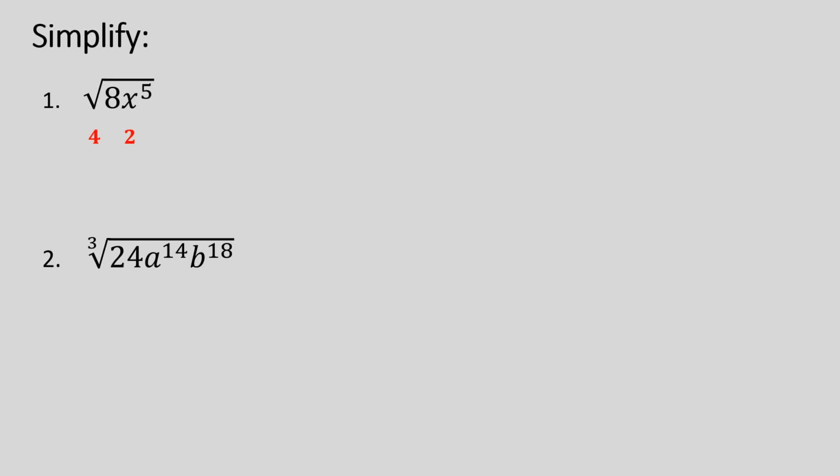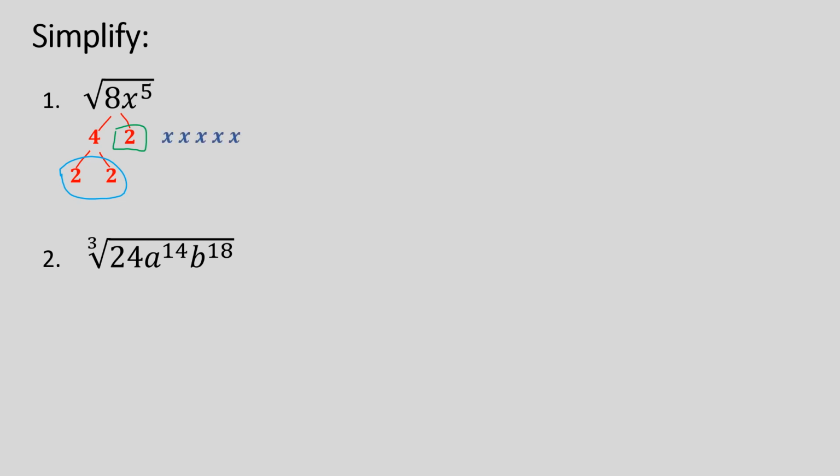We're going to break down this 8 with a factor tree, 4 and 2. The 4 breaks down further to the 2 and 2. And we want to take out any pairs of numbers. So we have a pair of 2's here that's going to move to the outside. And then this 2 is left over. He's going to stay on the inside.